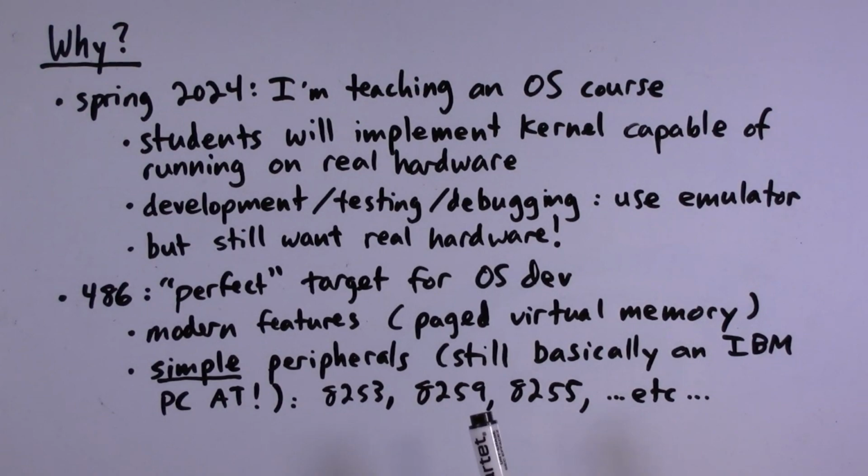Because on a truly modern system, there's just an enormous amount of complexity in both the firmware like UEFI and also the peripheral devices and the bus controllers, and it is just many orders of magnitude more complicated than programming these simple devices. So that, in my opinion, makes the 386 and the 486 a sweet spot for operating system kernel development. So that's why I want to have a 486 system, because this is the platform the students are going to be targeting. I want to have an option to boot their code on real hardware.